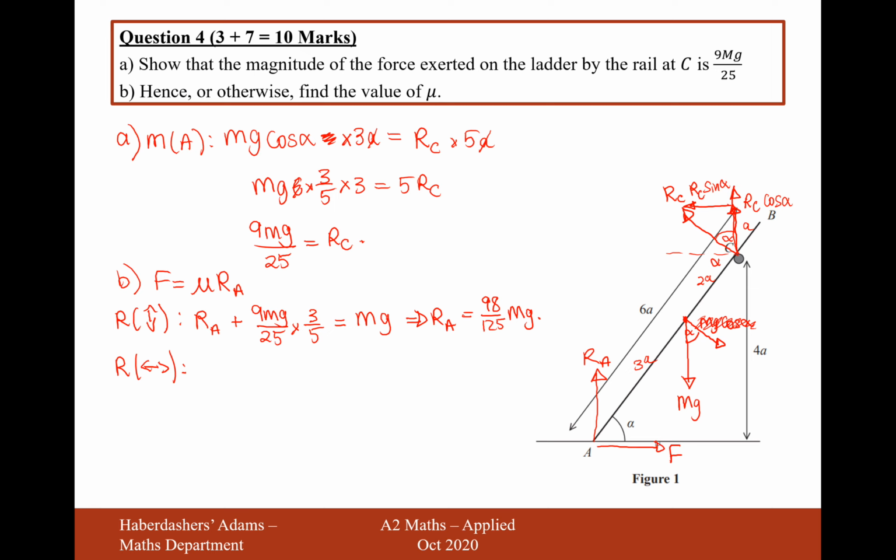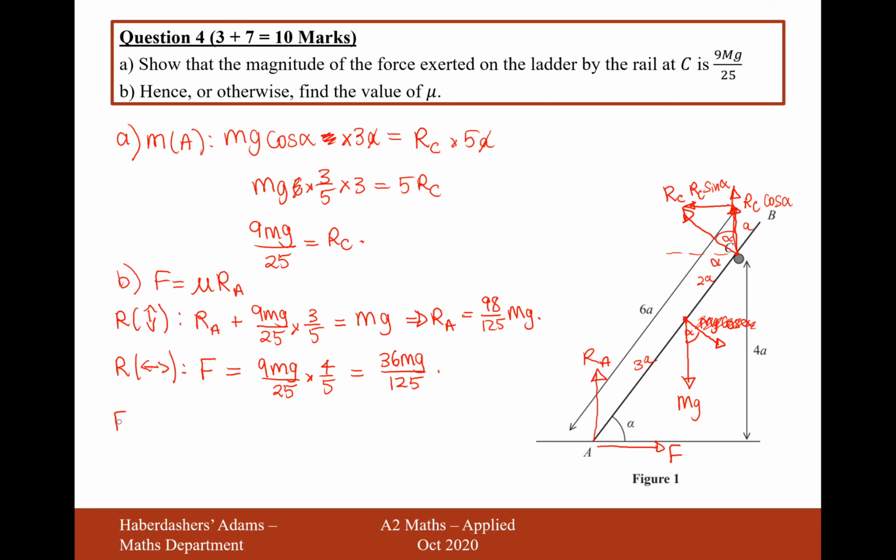So the force to the right is going to be the friction force, and the only other force that's acting to the left is this RC sine alpha value. So RC is 9mg over 25, and sine alpha was 4 over 5. So that will simplify to 36 mg over 125.